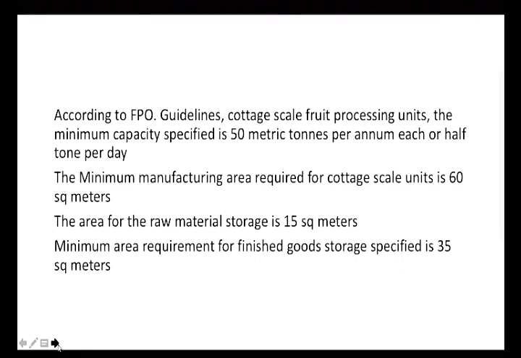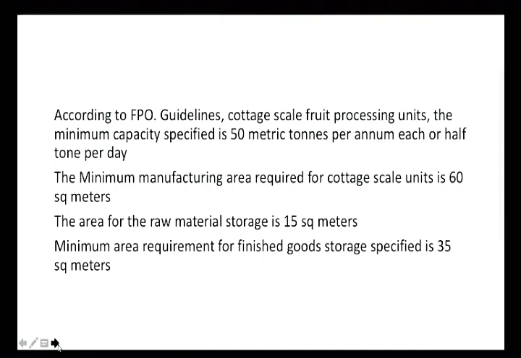Cottage scale fruit processing unit, the minimum capacity is specified, because whenever you are establishing any kind of processing unit, it should be a cottage industry, which is small scale. When you specify small scale, definitely it needs to have some capacity. So how much capacity does it need to process? 50 metric tons per annum or half ton per day.